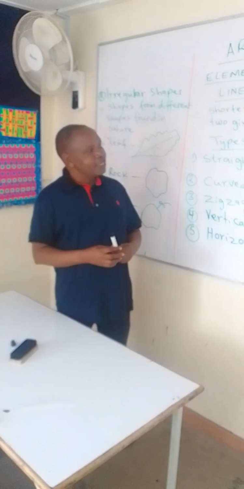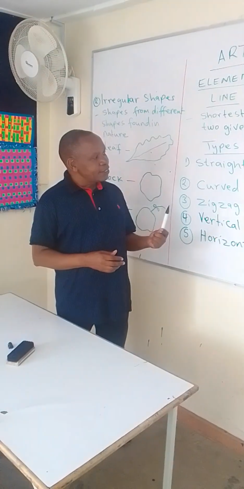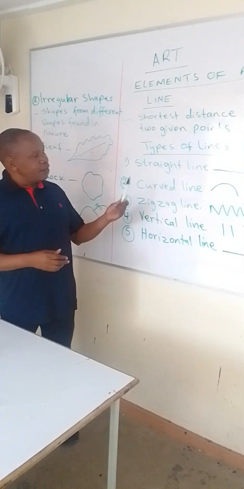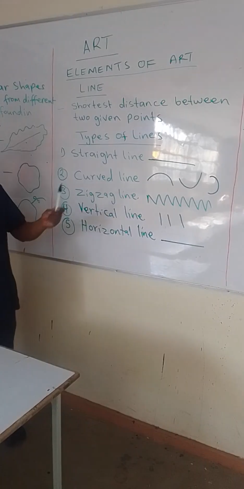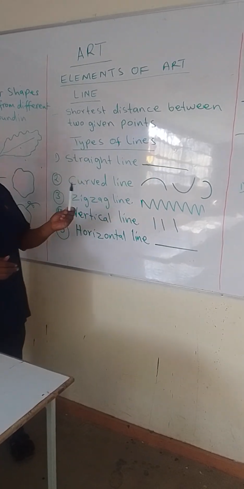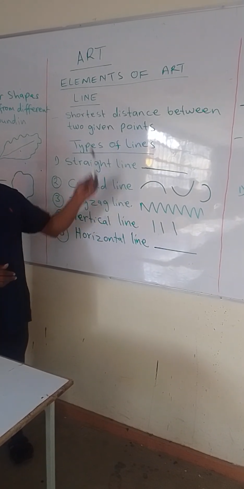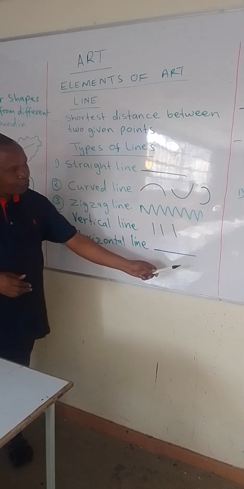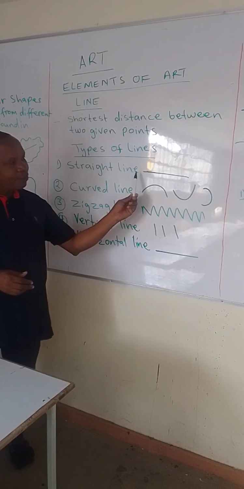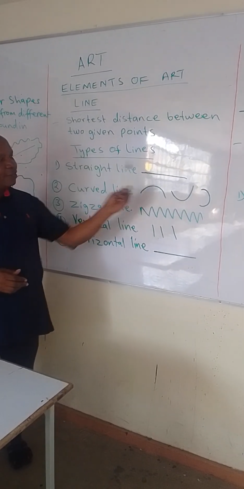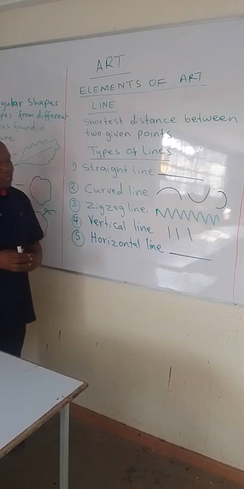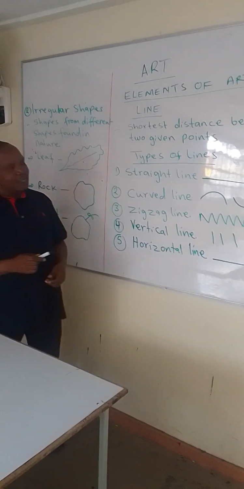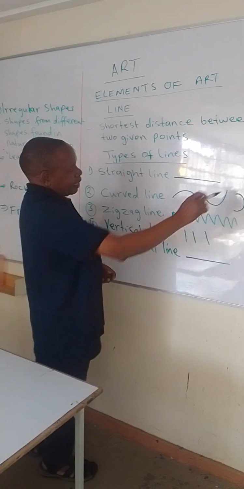Now we look at the different types of lines. We have different types of lines here. One, we have a straight line, which starts from one point. Normally a straight line can run from the top to the bottom, or from the left to the right, or right to the left. Then we have number two, a curved line. These are some of the curved lines.